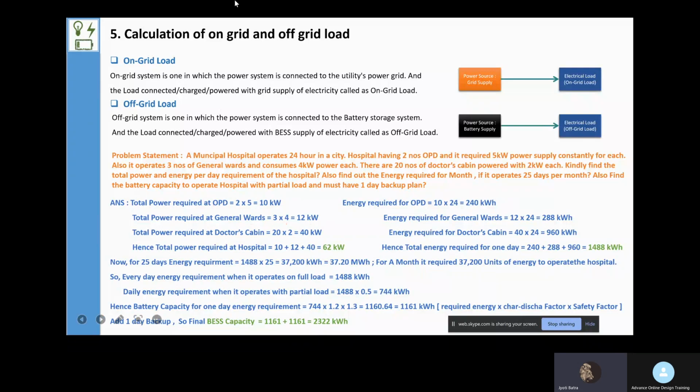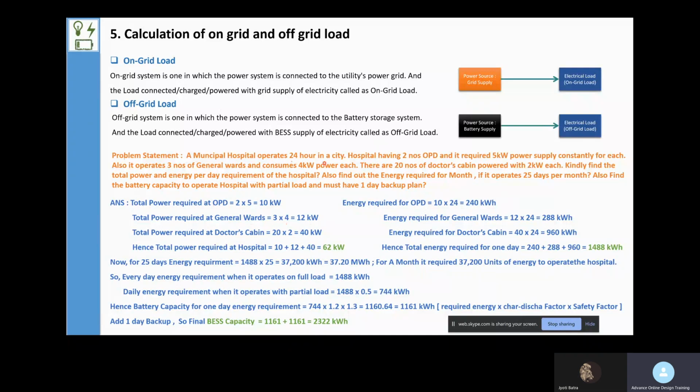What is the basic formula of energy, power and energy, what is the relation? What is the formula for power and energy? Correct, energy is equal to power into time. P into T, T for time. Time we have 25 days.